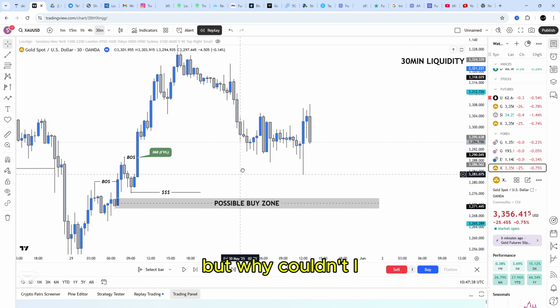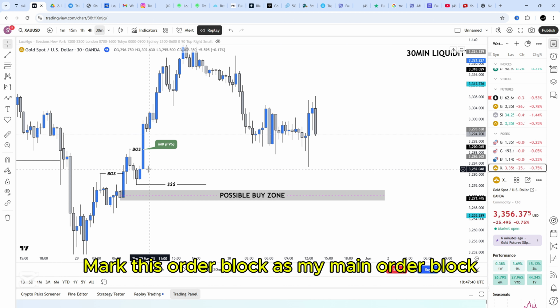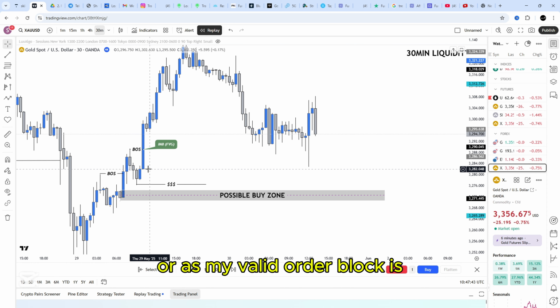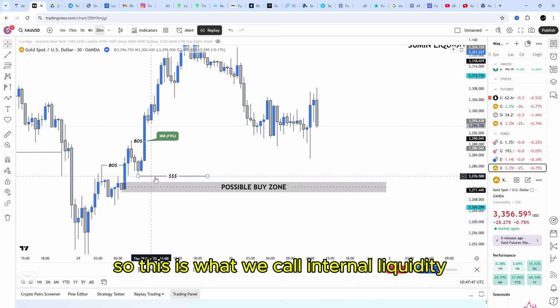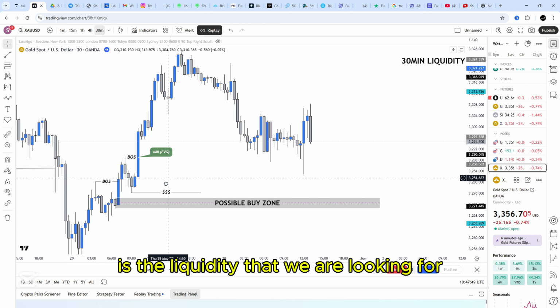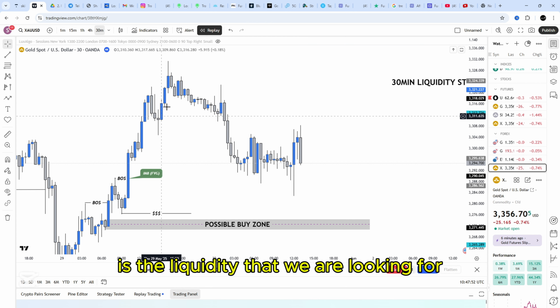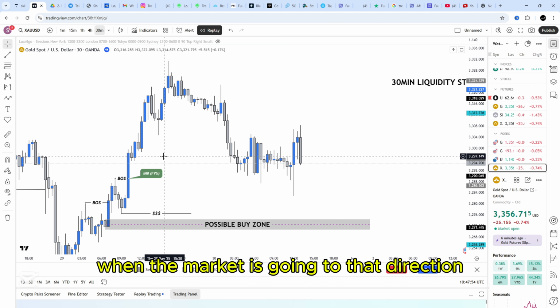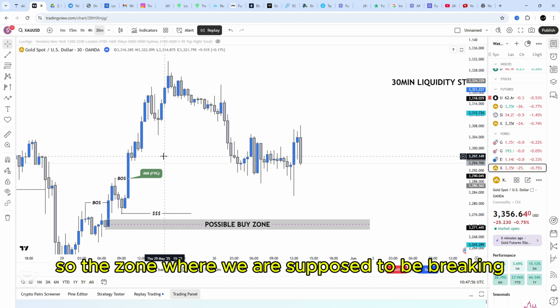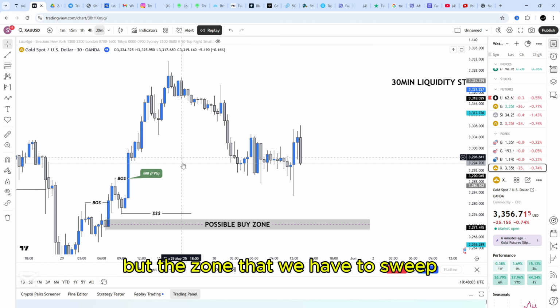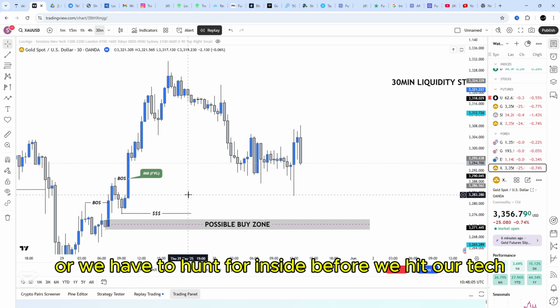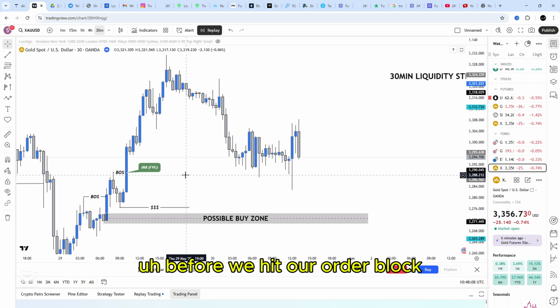But why couldn't I mark this order block as my main order block or as my valid order block? Is because below that order block there was liquidity. So this is what we call internal liquidity. External liquidity is the liquidity that we are looking for when the market is going to that direction. So the zone where we are supposed to be breaking, that's where the external liquidity is. But the zone that we have to sweep or we have to hunt for inside before we hit our order block is the internal liquidity.